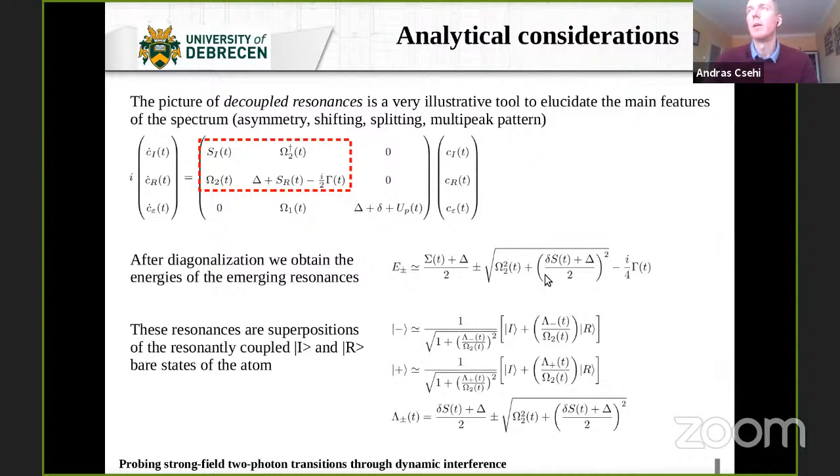And here we have the sum of the individual Stark shifts, this sigma, and also the difference of the individual Stark shifts included. And as I told you before, the detuning delta is set to zero in our study. And this is the two-photon Rabi frequency. So these energies also follow the pulse intensity envelope. And one can calculate the wave functions, and it turns out that they are superpositions of the resonantly coupled states.